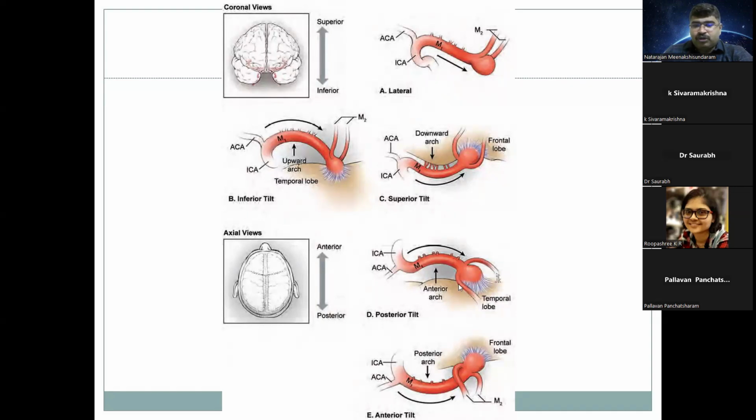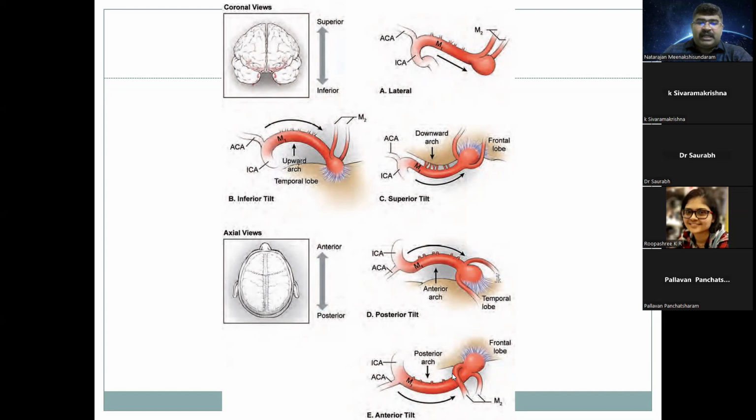Then you need to assess the axial view to see whether it is anterior or posterior. So this is a posterior tilt where the dome of the aneurysm is adherent to the temporal lobe with an anterior arch. Whereas this is an anterior tilt where the dome of the aneurysm is attached to the frontal lobe with a posterior arch.